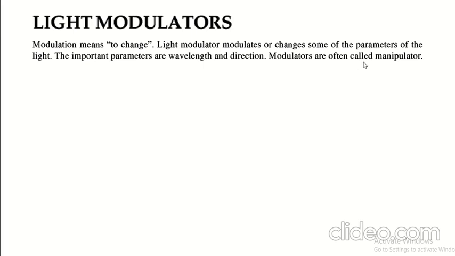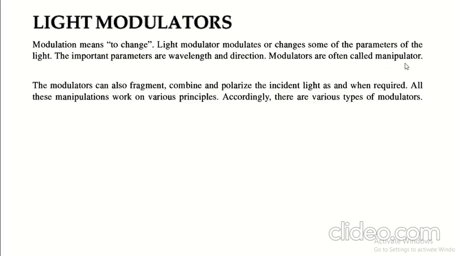Modulators are often called manipulators. The modulators can also fragment, that means divide, combine and polarize the incident light as and when required. As we have all studied a case of prism or a case of diffraction, that means when light falls on a crystal, it gets diffracted in 7 rays. So somewhat related to that.